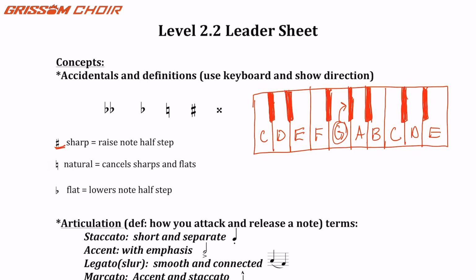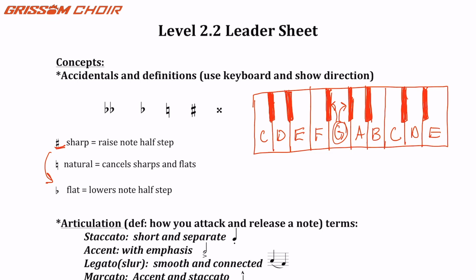Jumping down to the flat, it lowers a note by half a step. So let's say we were on that same key, which is G, and when there is a flat symbol next to it, we would go to the next note to the left, which would not be F, but it would be the black key in between F and G. The flat lowers the note, it lowers the pitch, it lowers it on the staff, and when you go to the left of the piano, that gets lower in pitch. So a sharp goes to the right on the piano, it goes up on the staff, it goes higher in pitch. The flat goes to the left on the piano, goes down on the staff, and gets lower in pitch.